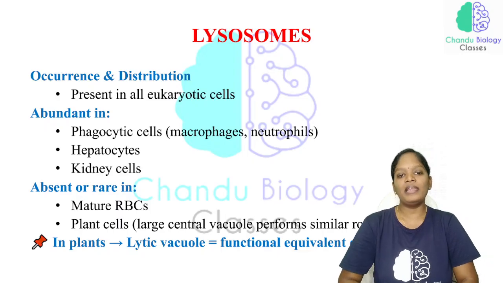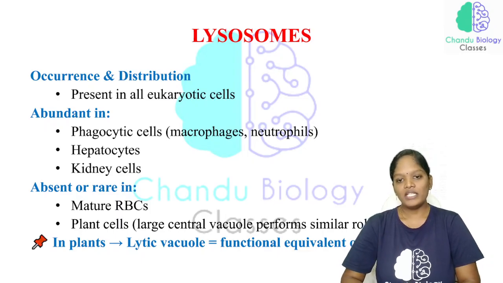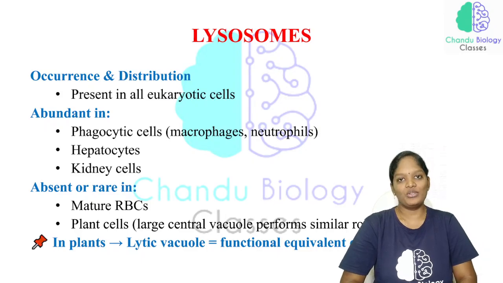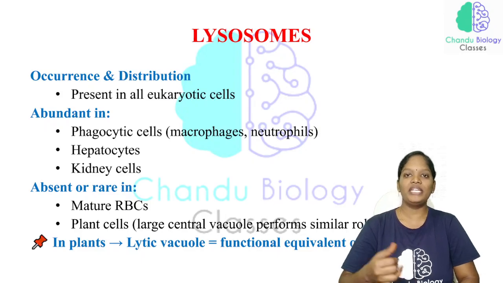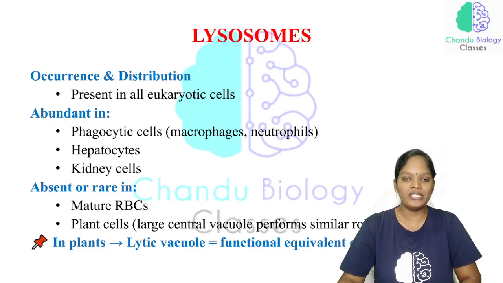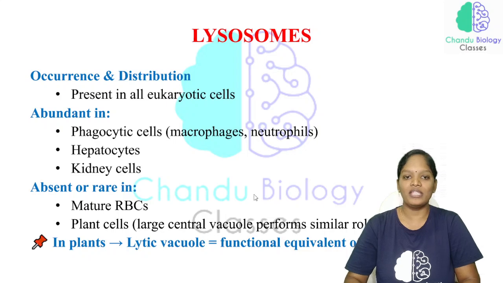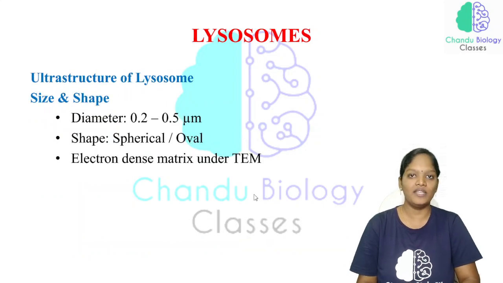Okay, see here in plants the lytic vacuole is the functional equivalent to the lysosomes. So what they are trying to say is, in plants, all the functions done by the vacuole will be done by the lysosome in the case of animal cells. That is why lysosome is not present in plant cells. This can be expected in the question.